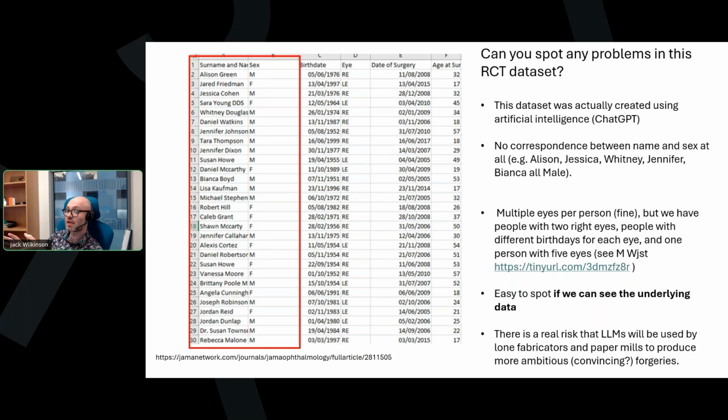I'm not showing you the full thing, but if we looked at the full data set, we'd see other problems. For example, there are people with 2 right eyes. There are people with different birthdays for each eye. One person has as many as 5 eyes. That would be easy to spot if we could see the underlying data, but unfortunately in health, we often don't see the underlying data. And there's a real risk that people are going to use large language models to produce more ambitious and potentially more convincing forgeries.